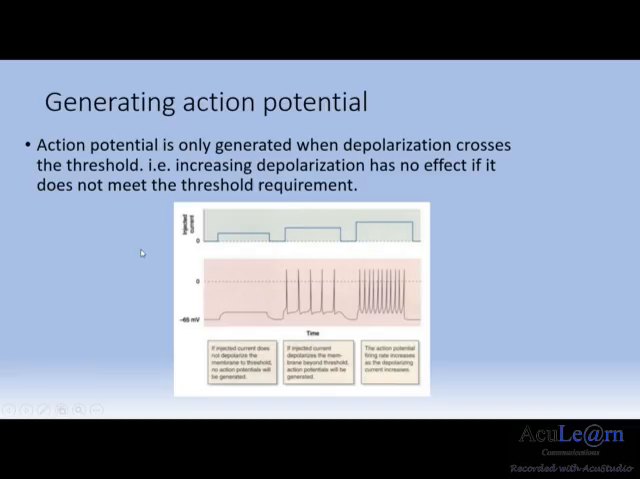To the left of this diagram, the initial amount of current injected is low and does not manage to depolarize the membrane to threshold. Hence, no action potentials were generated. However, as the injected current increases in magnitude, the depolarization is also increased until it manages to cross the threshold levels and action potentials are generated.